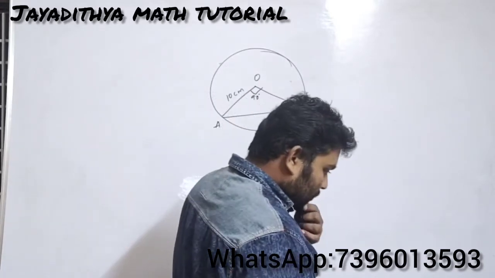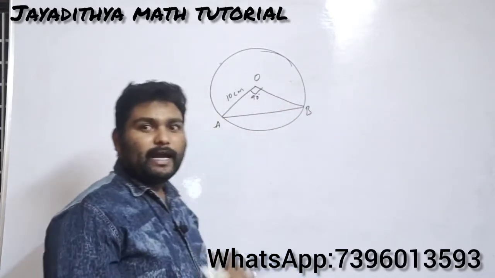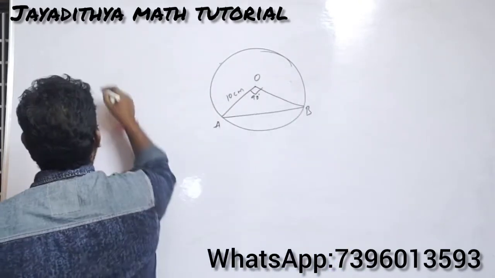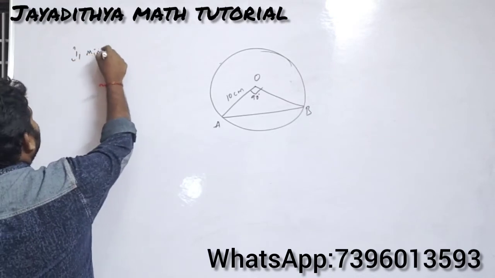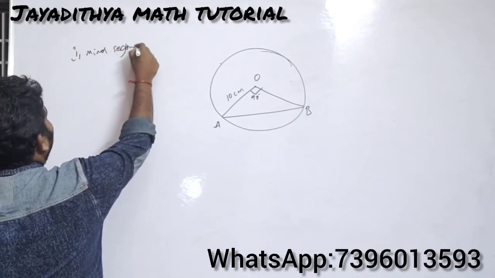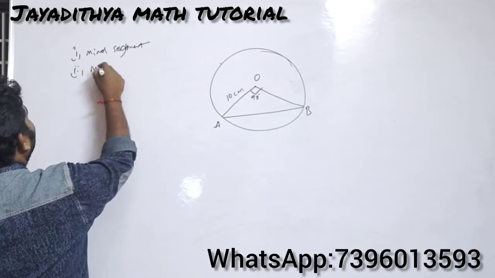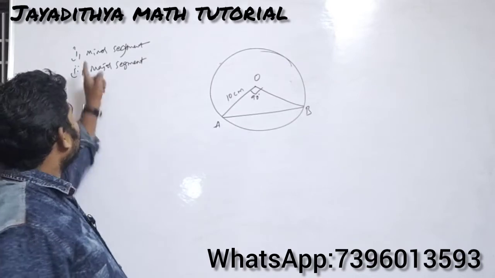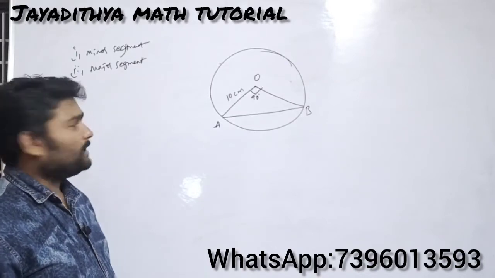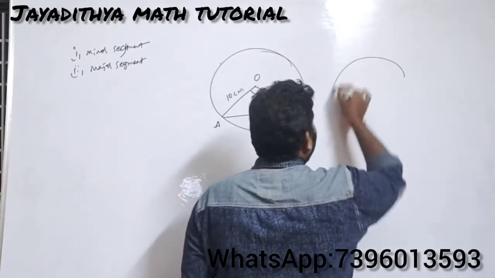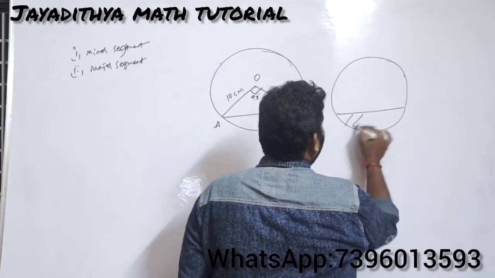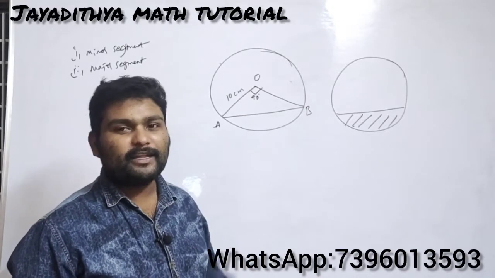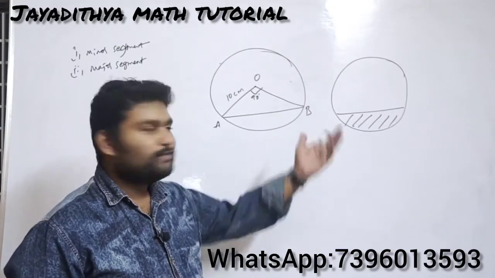Now find the area of the corresponding minor segment and major segment. Here you need to find the areas of both the minor segment and also the major segment. First, let us try to find the area of the minor segment. See here, if you observe this, this will be the minor sector. How to find the major sector? From the circle, if you subtract the minor sector, then you will get the major sector area. That is very, very simple, right?